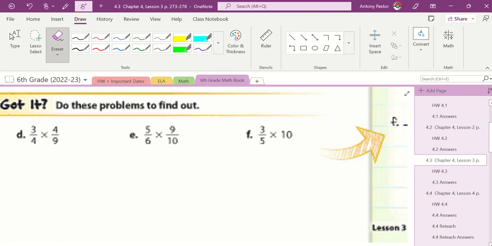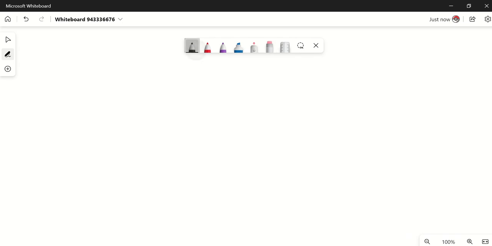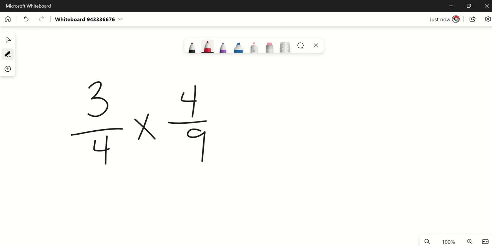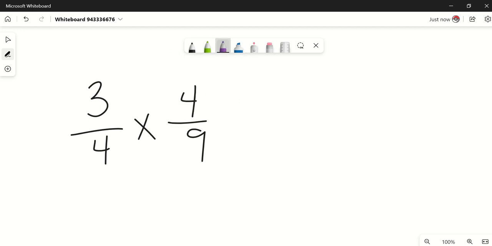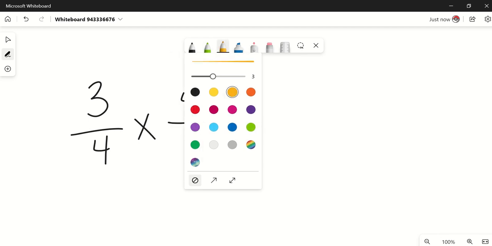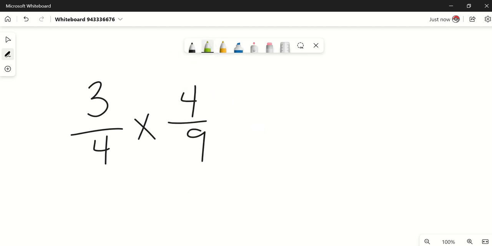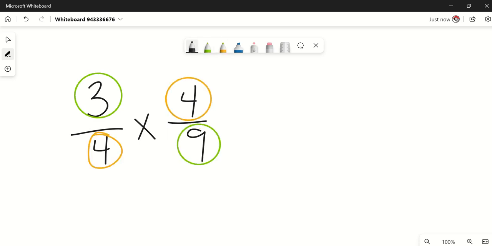All right, hopefully you did pause the video and you're coming back. So let's do D, 3/4 times 4/9. In this case, and I'm going to change the colors up a little bit, let's do that green and that yellowish orange. 3 and 9 are both going to have factors, and then 4 and 4 are the same number. So I'm going to rewrite this problem over here.